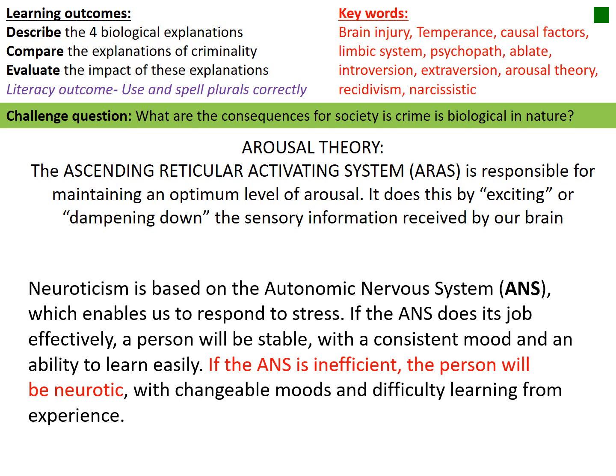Now again, neuroticism is based on this ARAS, but also the autonomic nervous system, which enables us to respond to stress. If this does its job effectively, a person will be particularly stable, they'll be able to regulate their own mood and learn easily. But if that autonomic nervous system is inefficient, then that person will tend to be more neurotic, because they will be more susceptible to things like mood changes or learning from previous experiences.